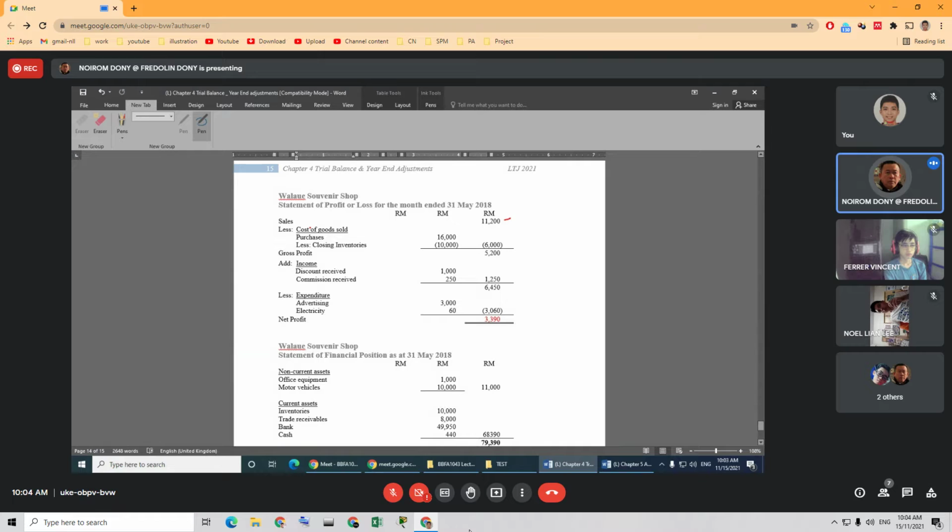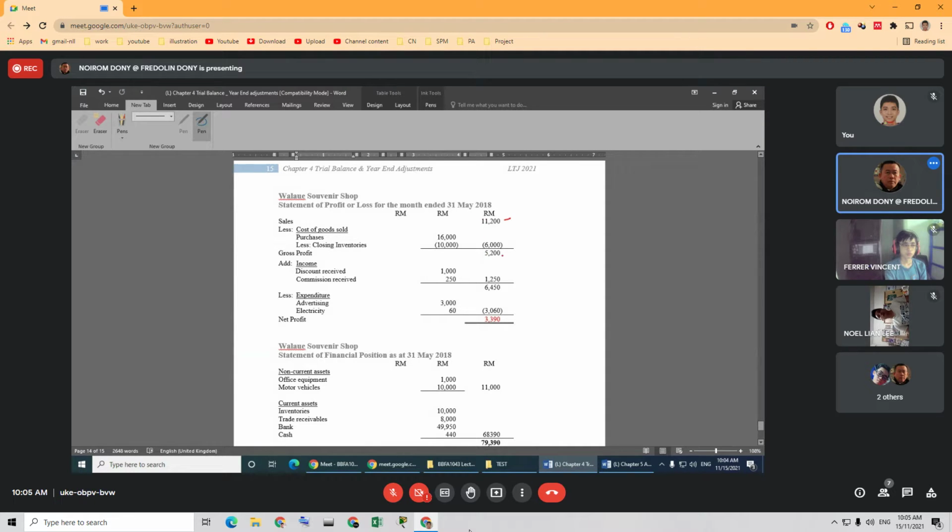We have to do the adjustment on cost of goods sold, or cost of sales. For purchases, we don't have opening inventory, which has just started. We only have closing inventory. So 16,000 minus 10,000, so we have 6,000, the cost of sales. You need to understand that: these are all goods available for selling, 16,000. But what is the remaining? Only 10,000 inside the inventory, so the excess is the cost of sales. That's why we put 6,000 here.